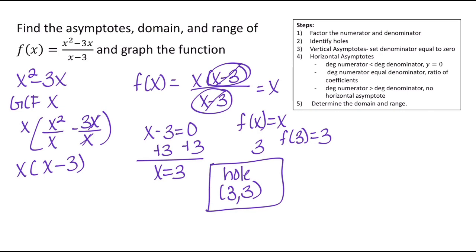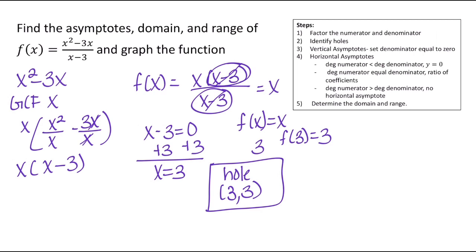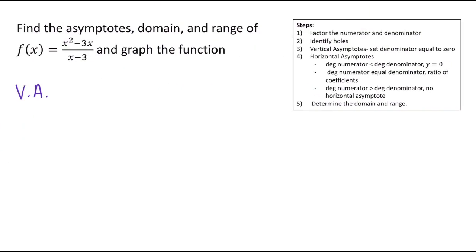So now let's identify the vertical and horizontal asymptotes. For the vertical asymptote, remember we set the denominator equal to 0. Well, the denominator is already x minus 3. We're going to leave out anywhere we have a hole. Since there are no other factors or terms in the denominator, we're just going to say there's no vertical asymptote.